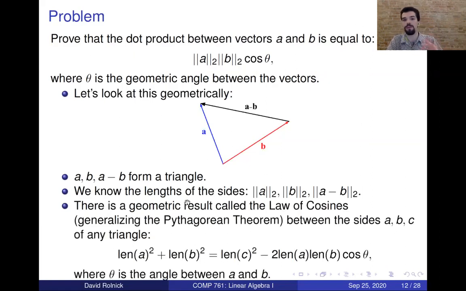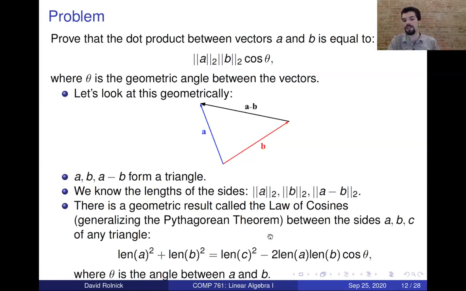If you haven't seen this before, and we will prove it afterwards, there's a geometrical result called the law of cosines. It generalizes the Pythagorean theorem between the sides of any triangle. In the Pythagorean theorem, it says that a squared plus b squared equals c squared. But that's only true for right triangles. In general, you can say c squared equals a squared plus b squared minus 2 times the length of a times the length of b times the cosine of the angle between them. And we'll prove that in a moment. But for the moment, let's just assume that this is true.